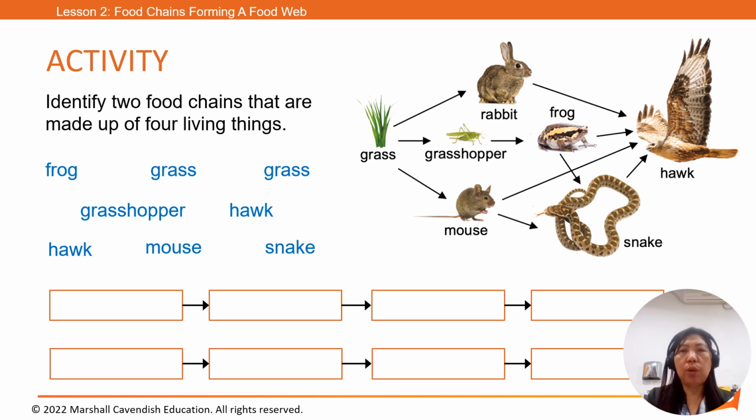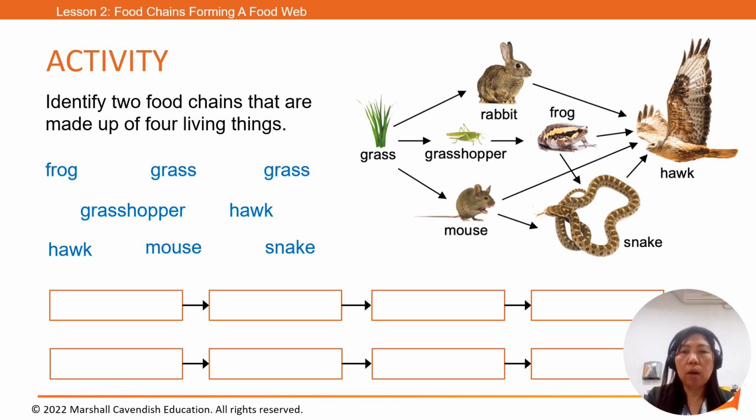Now, what do the arrows in the food web show? The arrows show the flow of energy from one living thing to another. If you still remember our chapter 1, chapter 1 is talking about how we can obtain energy from the food that we eat. That's why we can say that there's a flow of energy from one living thing to another living thing. That's good. So that's why we can say that there are how many food chains? 5.